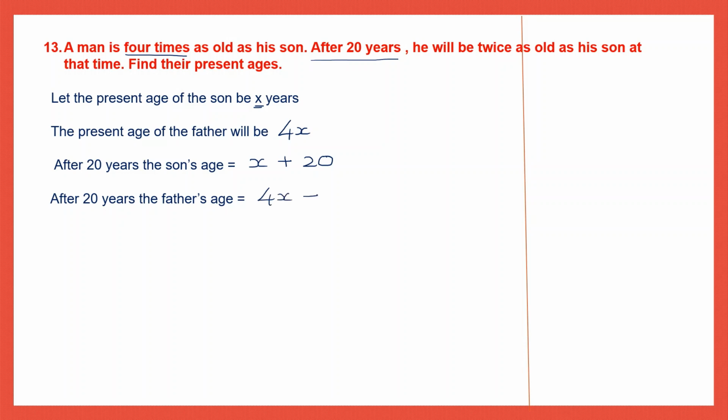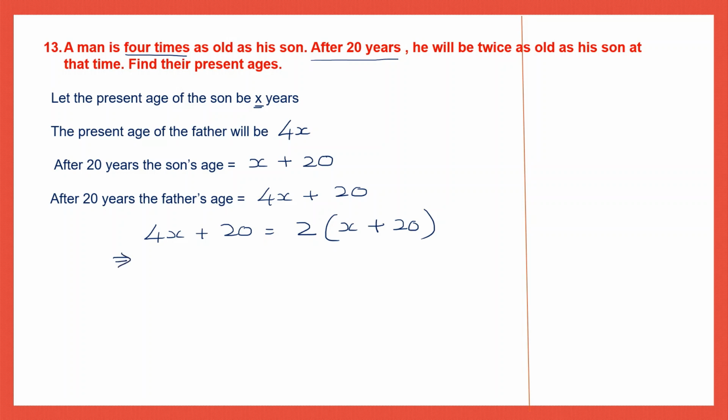After 20 years he'll be 4x plus 20. Now what does this statement say? After 20 years he will be twice as old as his son. Okay, so we're going to write that statement out. So the father is 4x plus 20 and he is going to become twice the age of his son. So the age of the son is x plus 20.